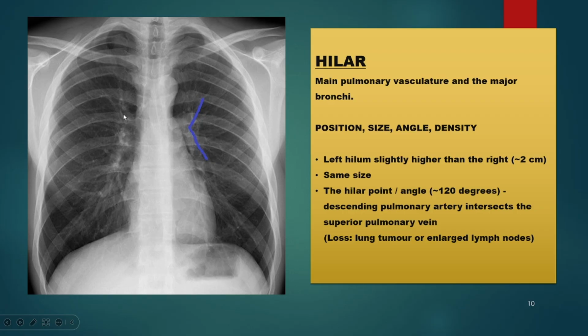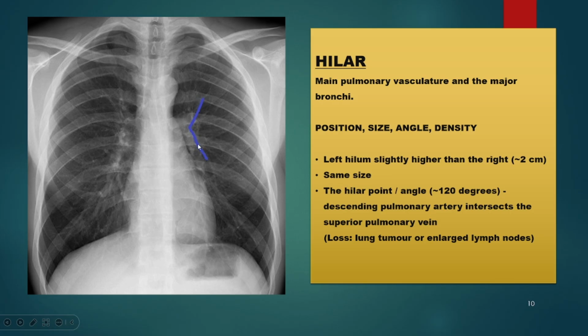Then the hilar structures made by pulmonary vasculature and the main bronchi. The position, size, angle and density of the hilar are important. The left hilum is slightly higher than the right hilum, but not always. And both hilar are more or less of similar size.